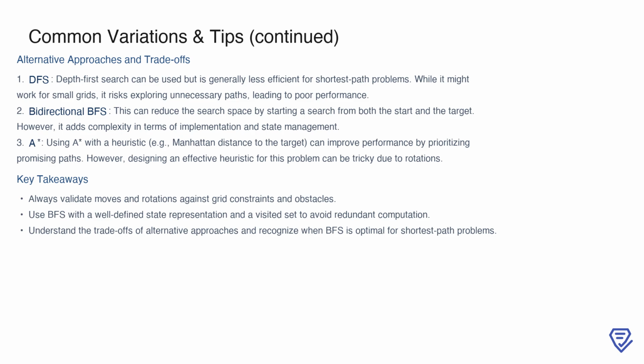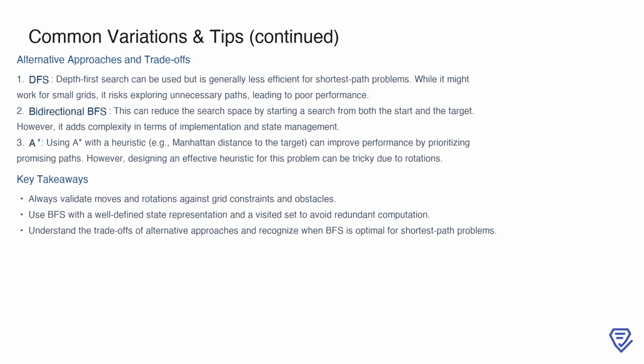A more advanced technique is bidirectional BFS, where you search from both the start and the target simultaneously. This can significantly reduce the search space but adds complexity in managing states from two directions. Another option is using A*, which incorporates a heuristic to prioritize promising paths. For example, you might use the Manhattan distance to the target as a heuristic. While this can improve performance, designing an effective heuristic for a problem involving rotations can be challenging.